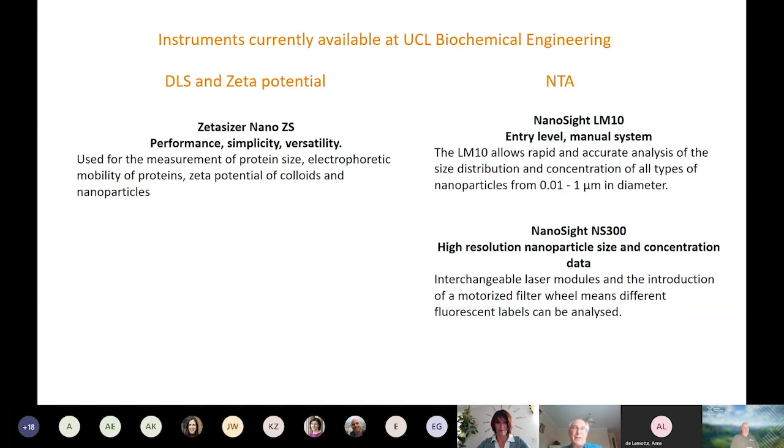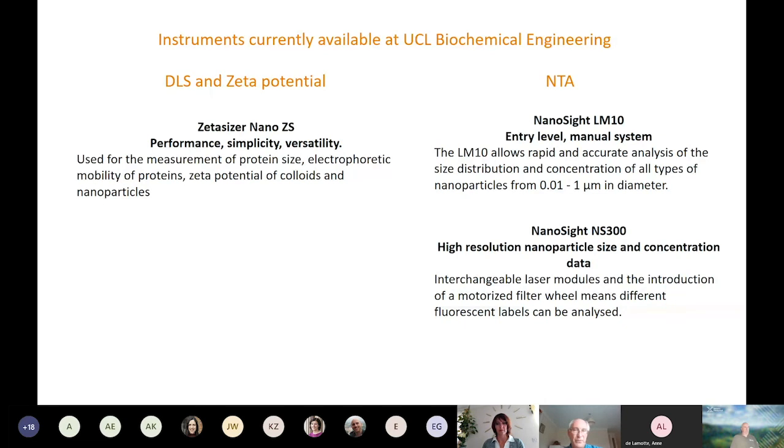So this is where DLS and nanoparticle tracking come in. At the moment, within the Vax-Hub, within the Biochemical Engineering building at UCL, we have these particular instruments. We have a Zetasizer Nano for determination of particle size and electrophoretic mobilities, zeta potentials. For NTA, we have the entry-level NanoSight LM10 and the much more sophisticated NanoSight NS300, which has the ability to do fluorescence-based measurement studies.